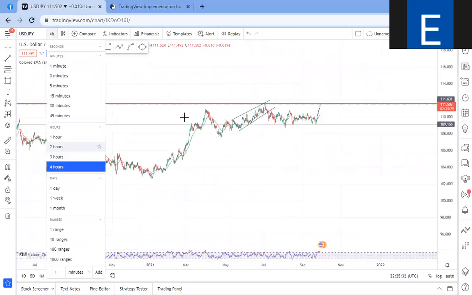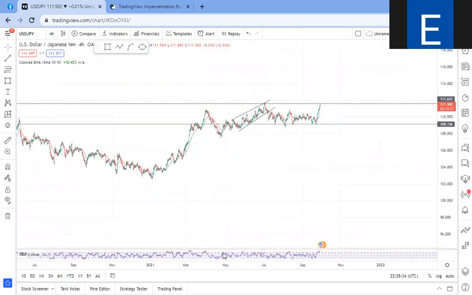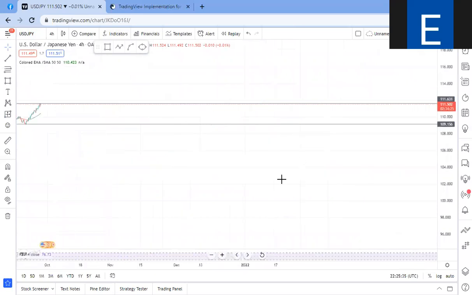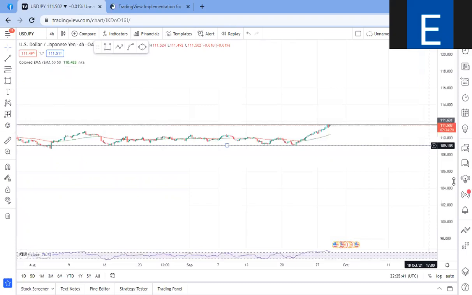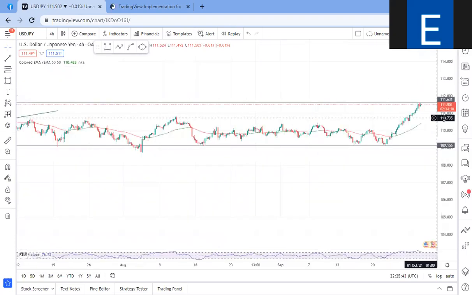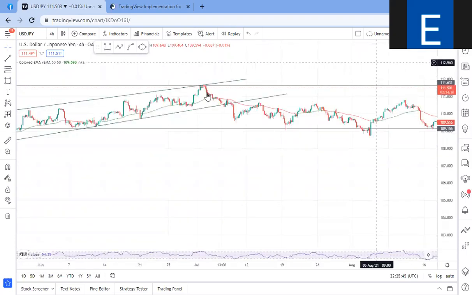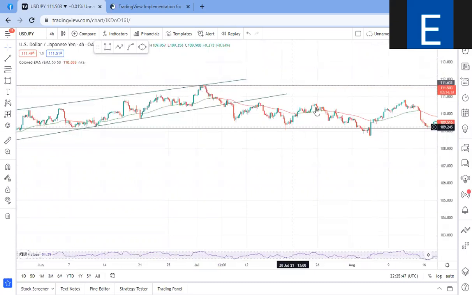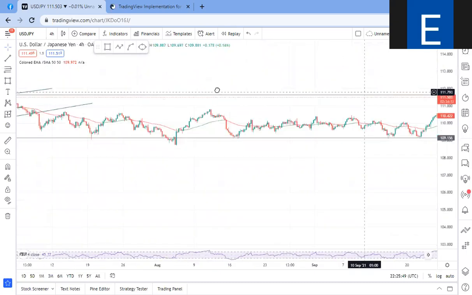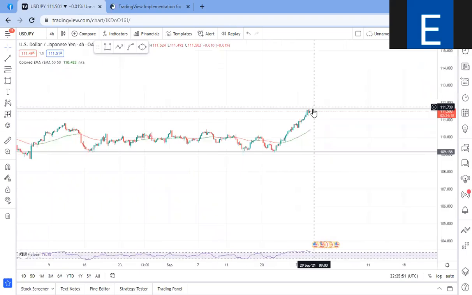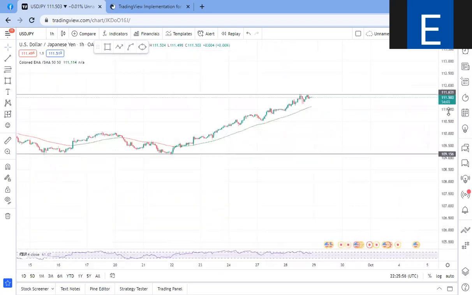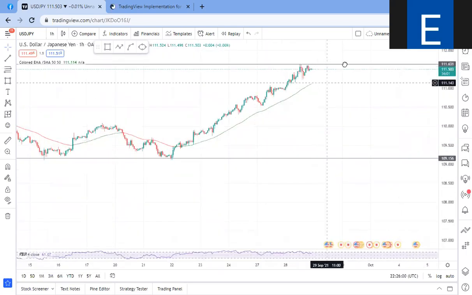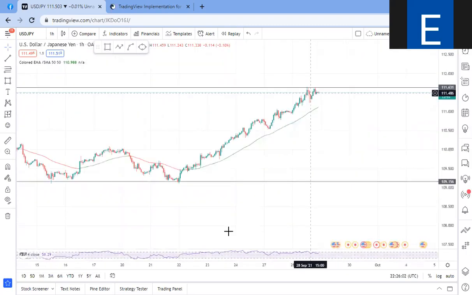Let me zoom in. This is something really nice. Price is already struggling at the level. You can see how price struggled here and then sold off. Price is currently at that same area right now, and price is already struggling. You can see here price made some kind of a double top.